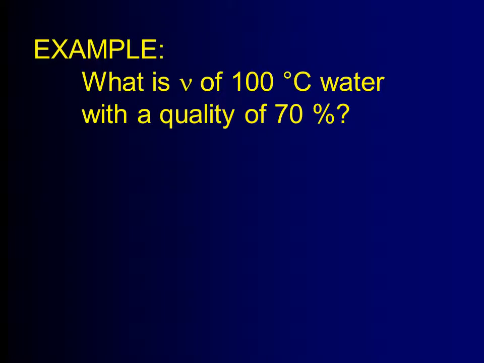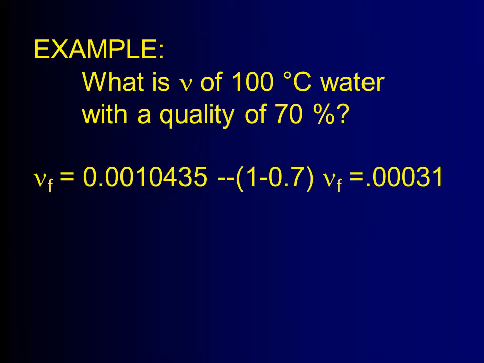Let's take an example. And if you follow along with your book, maybe pause the recording, take out your book, and go to the saturated tables, find your metric tables. You'll have sets of metric tables and English unit tables. Go to the metric unit tables, and we're going to try to find the volume of 100 degrees C water at 70% quality. So take out your book and go to the tables. Don't worry if your numbers don't exactly match this, because again, every book will have slightly different values in the steam tables depending on how they calculated them. Should be all the same, but in fact it's not.